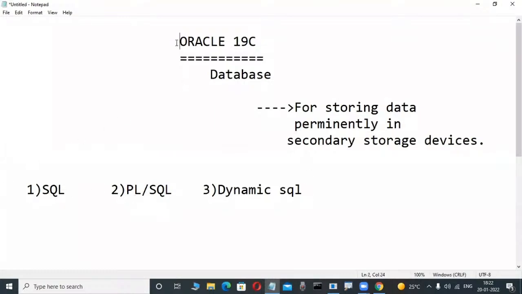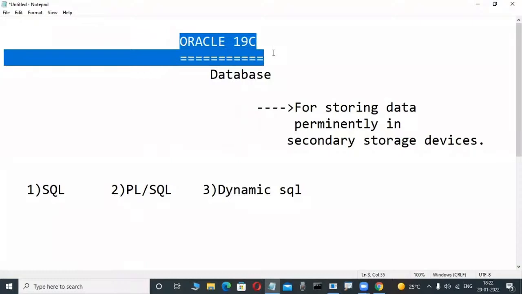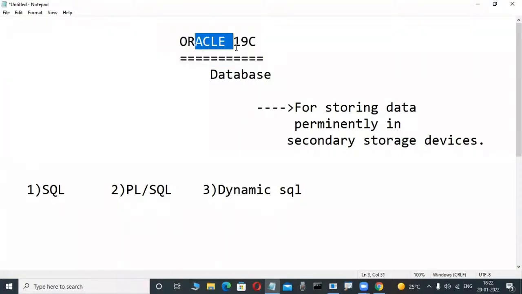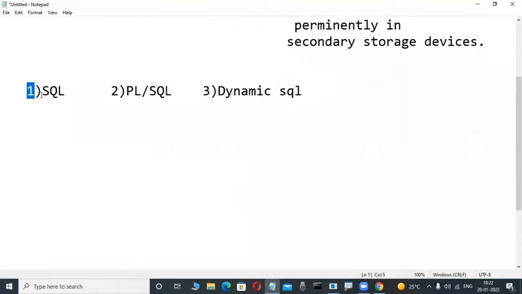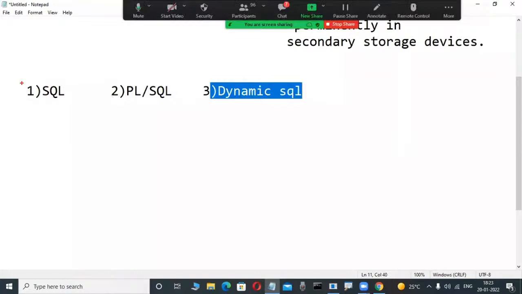That's why, observe here, Oracle is a product from Oracle Corporation. If you want to operate this relational database product, which languages are we learning? One is the SQL language, another one is PLSQL, and another one is dynamic SQL. These three languages we are learning in our course.